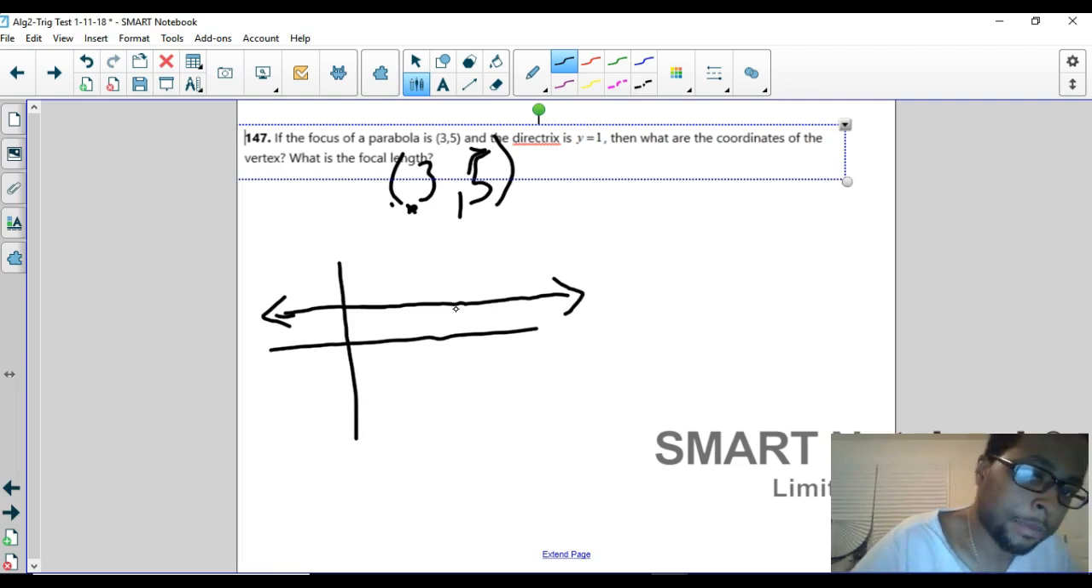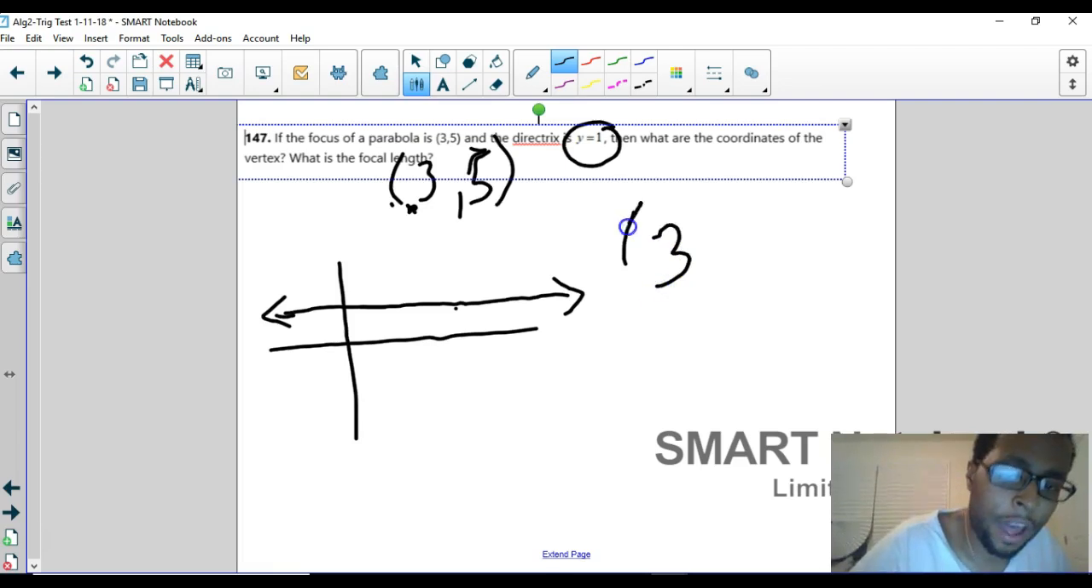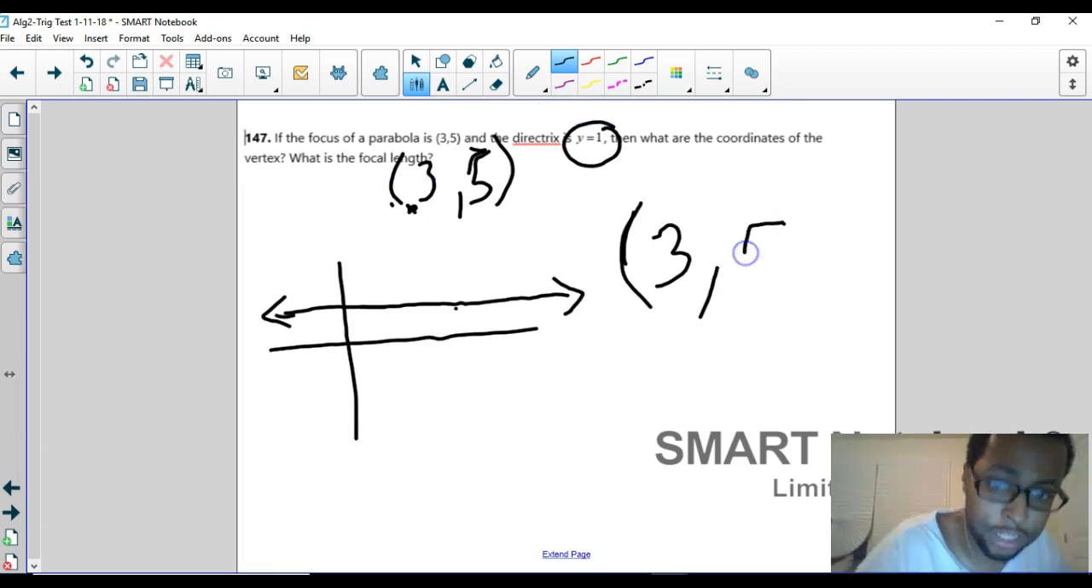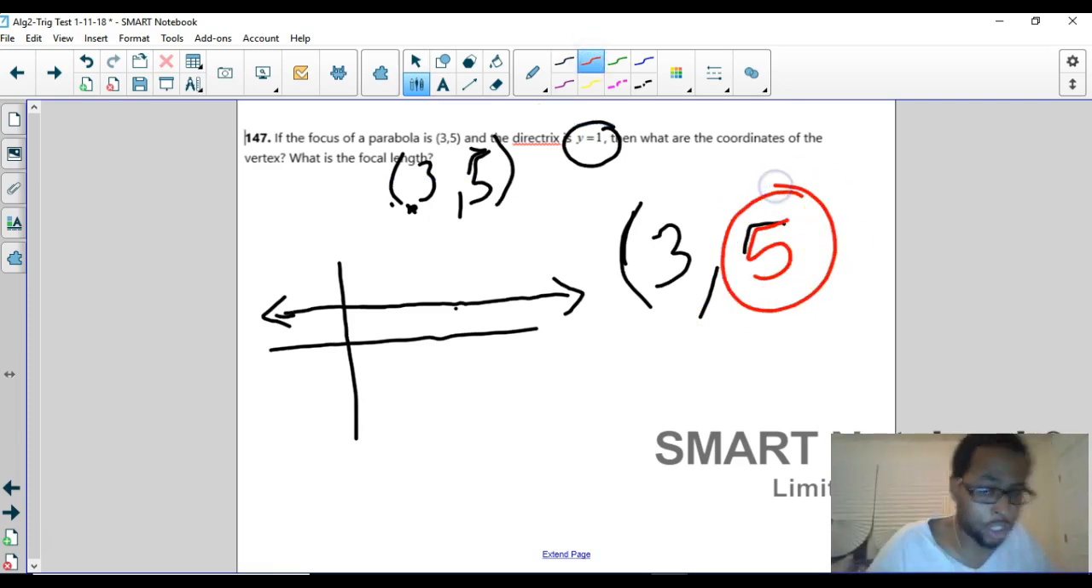So you have to understand something. This is y. The only thing that's going to change is just the y. So the x is going to stay the same because, guys, if you think about it, you're just going down. So the only thing that's going to change is this 5.